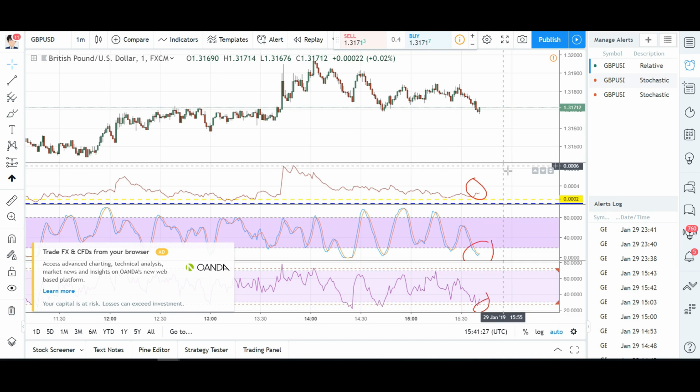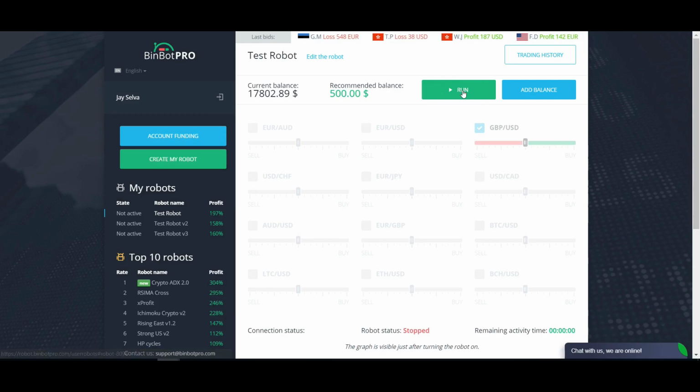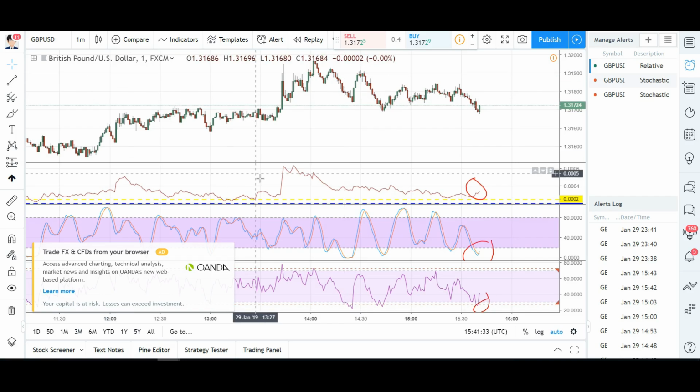So now I'm going to wait for, okay, the stochastic RSI is kind of crossing. I'm going to activate the robot now. So the moment that the stochastic RSI has formed a tiny X, even a tiny X visible from this view, you can actually turn on the robot right away and wait for a trade to be executed.